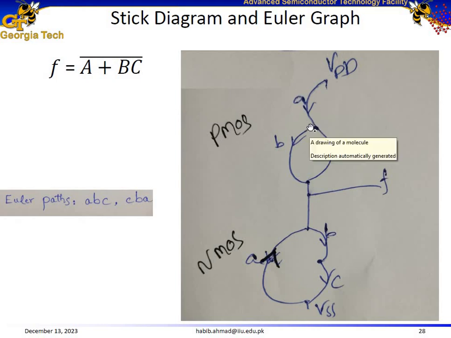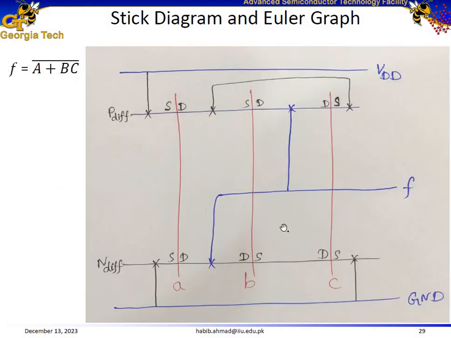And according to the basic principles, we need to traverse through each edge exactly one time. So the Euler paths are ABC and CBA. Let us try to solve it with ABC.